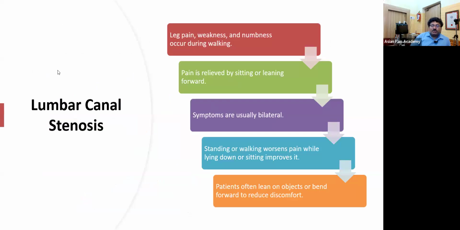So what will happen in lumbar canal stenosis? There will be leg pain, weakness, and numbness occurring during walking. Pain is relieved by sitting or leaning forward. Symptoms are usually bilateral. Standing or walking worsens the pain, while lying down or sitting improves it. Patients often lean on objects or bend forward to reduce the discomfort.